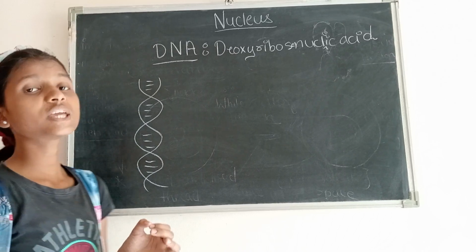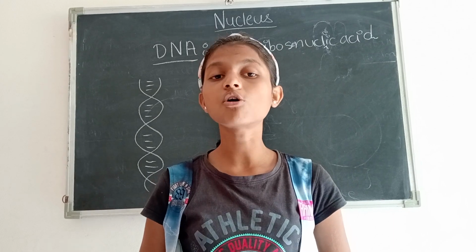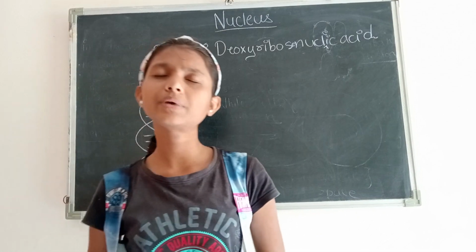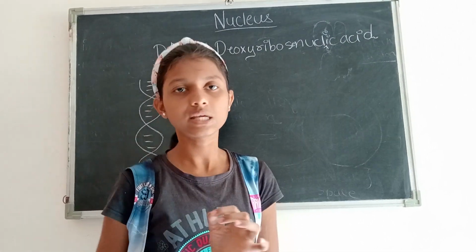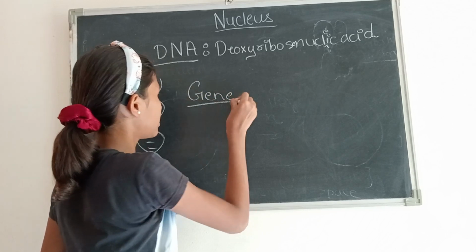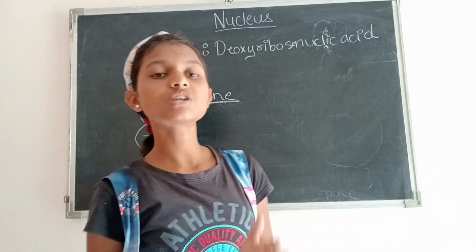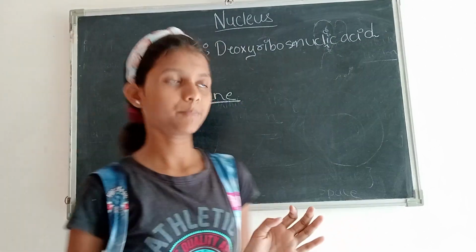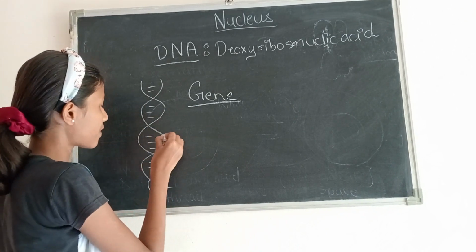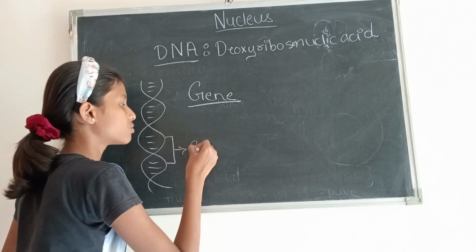DNA stores information within itself. It defines the characteristics of a human. For example, perhaps you might have heard of the word gene. Now what is a gene? A gene is just a small fragment of DNA. So this is the DNA, and this small fragment is known as a gene.